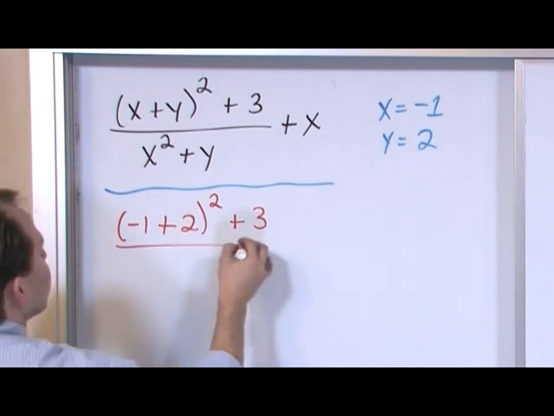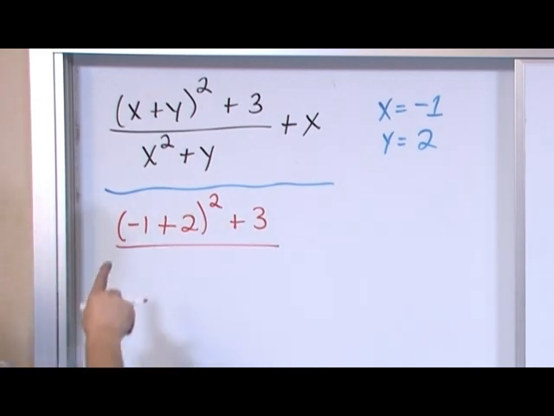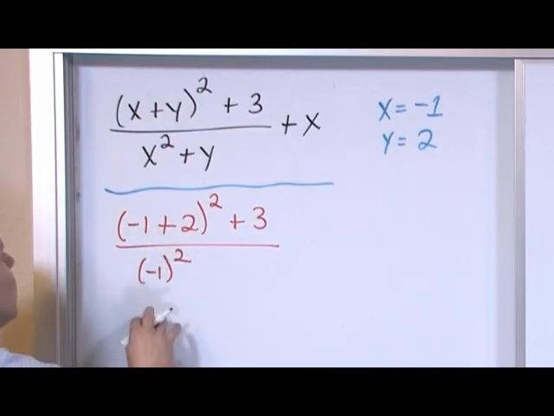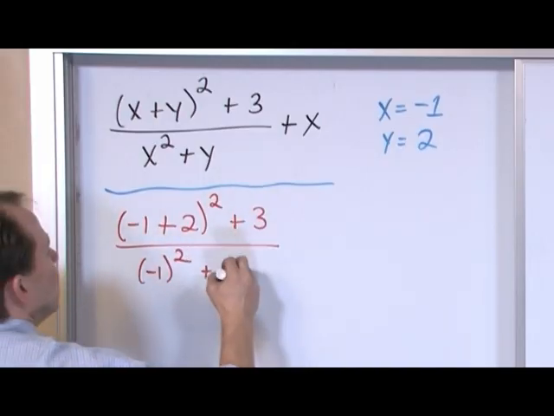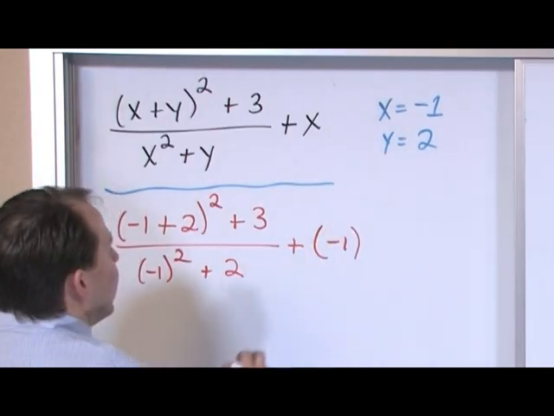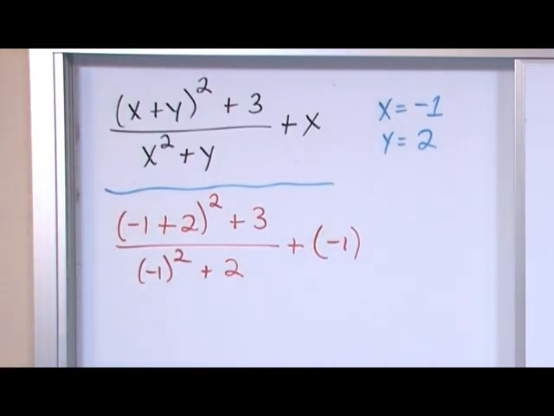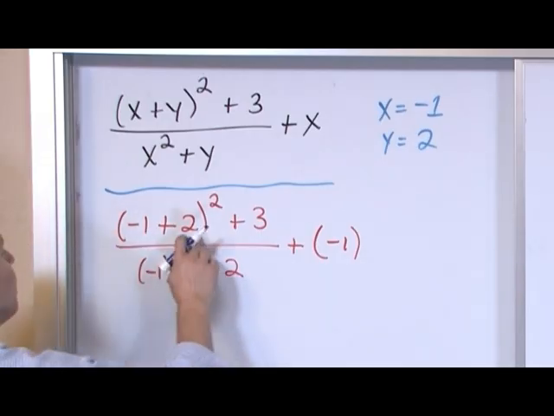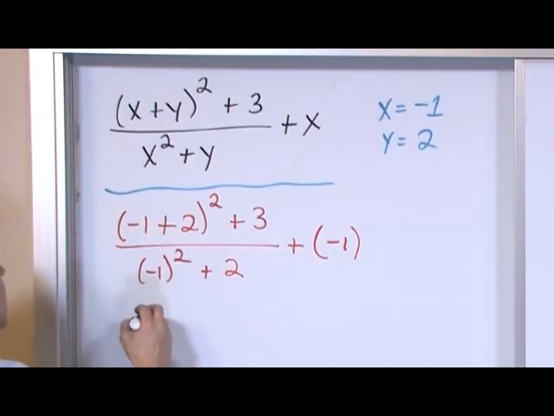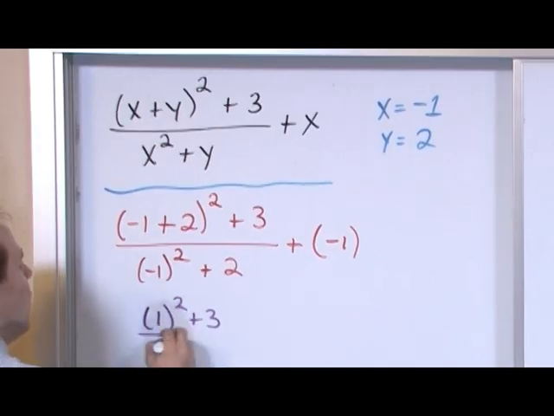That's all in the numerator. In the denominator, we're going to have x squared, so we'll have -1 squared plus y, which is 2. And over here, we'll have plus x, but x is -1. So we've written everything in their spot. Let's see if we can make some sense of this. Inside this parenthesis, we have to do that first. -1 plus 2 is going to give me 1. So I'm going to have 1 squared plus 3 over.